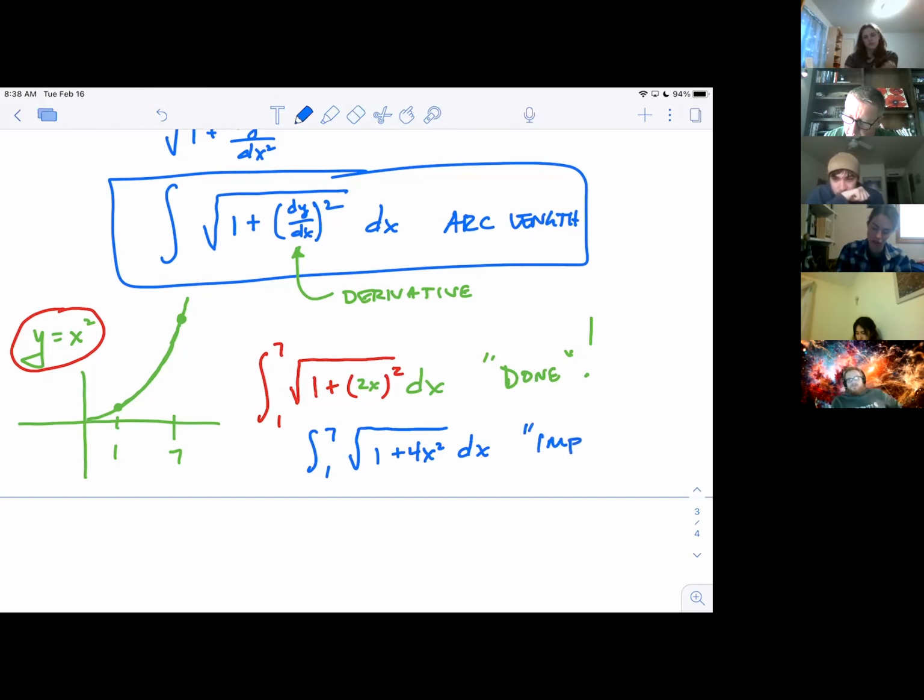impossible. I'm saying quotes because it's not impossible. I could teach you how to do it. But you've got to make a really creative substitution here. In the end, you've got to let x be sine of theta, something like that.